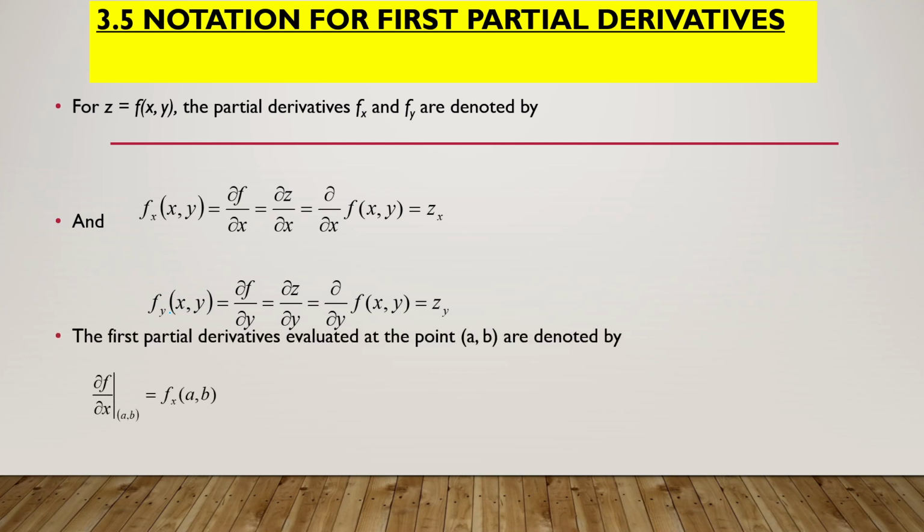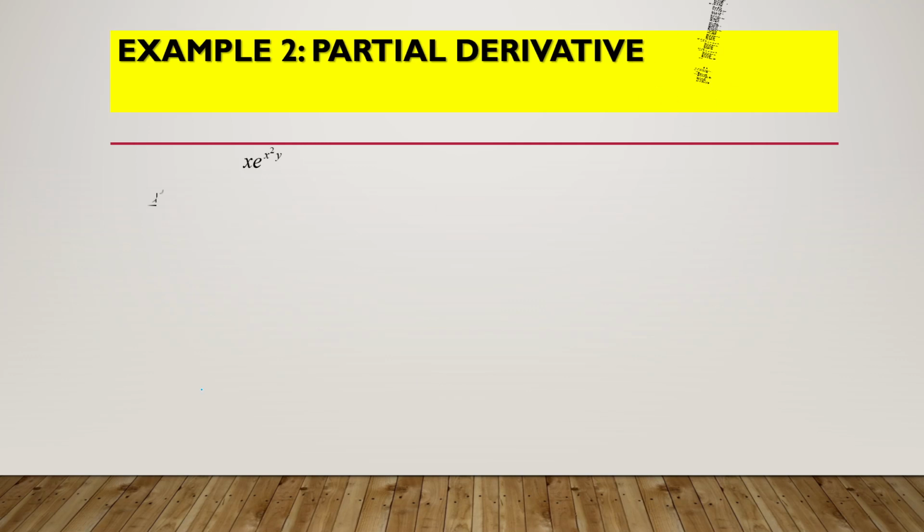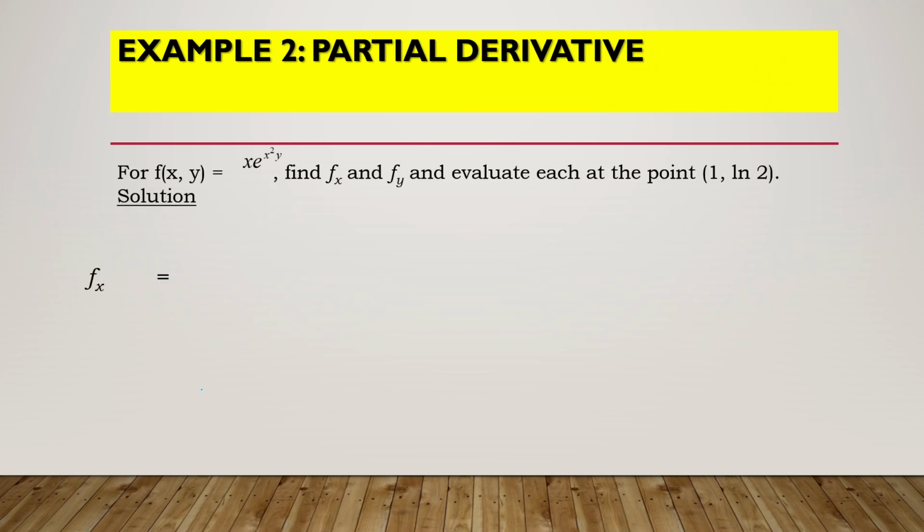Okay, if we evaluate the first partial derivative at the point (a, b), if we use the notation del f del x, then a vertical line with the point (a, b). If we use fx, then fx(a, b). Similarly for del f del y. Okay, and then for f(x,y) equal to x e to the power x squared y, find fx and fy and evaluate each at the point (1, ln 2).